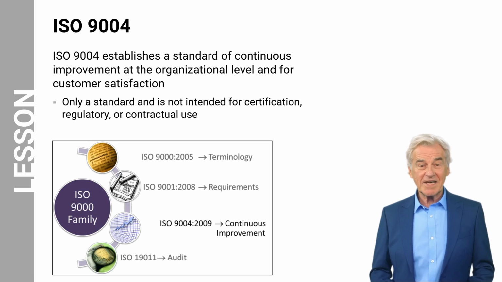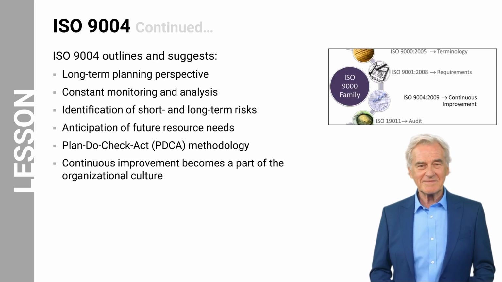The ISO 9000 family is a set of standards recognized worldwide for quality management systems. ISO 9004 provides guidelines for establishing a standard of continuous improvement at the organizational level and for customer satisfaction. Improvement activities that ISO 9004 outlines and suggests for sustained success include a long-term planning perspective, constant monitoring and analysis, identification of short and long-term risks, and anticipation of future resource needs, among others.